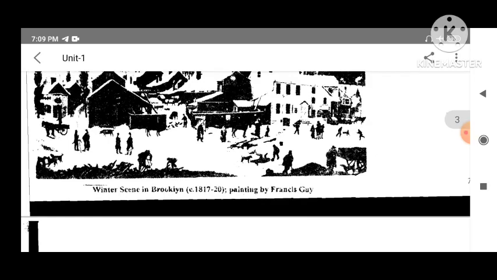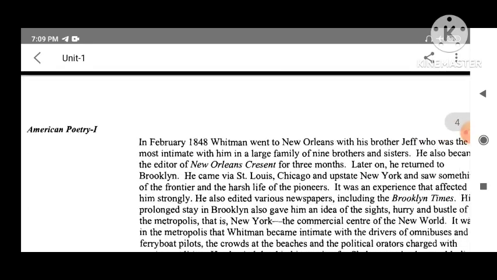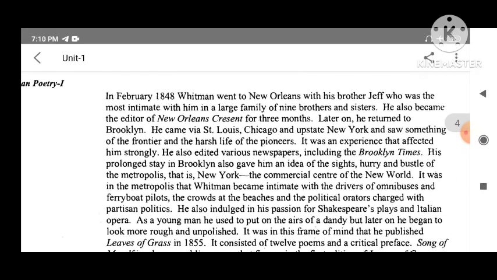So here is Winter Scene in Brooklyn, 1817 to 20, painted by Francis Guy. American poetry. In February 1848, Whitman went to New Orleans with his brother Jeff, who was the most intimate with him in a large family of 9 brothers and sisters. He also became the editor of the New Orleans Crescent for 3 months.